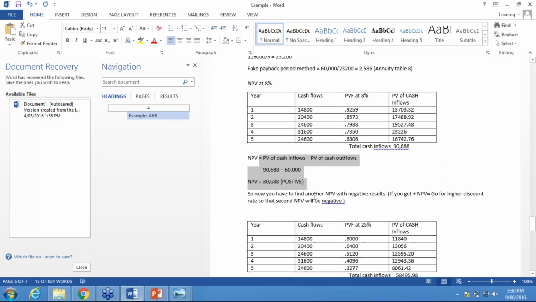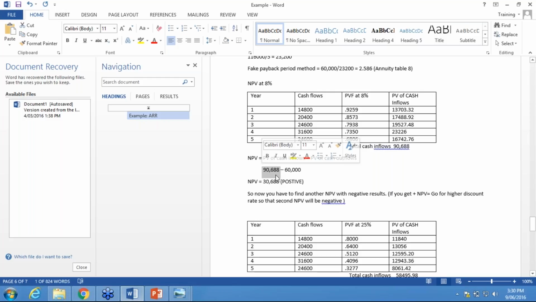Now please listen to me very carefully here. If you get a positive NPV, you need to find another NPV with a negative number, and vice versa. That means if you get a negative one first, you need to look for a positive one. But in this case, I already got a positive one, so I need to find another NPV with a negative result. And how can I do that? Negative means this number should be lower than 60. Then I can get a negative figure.